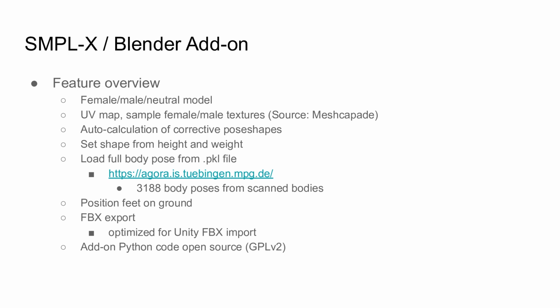You can quickly pose a body by loading in an external pickle file, such as the ones which were provided by the AGORA project, where you have access to over 3,000 different body poses. Additional functionality includes the ability to position the feet easily on the ground and to export the data to other third-party applications like Unity. The add-on is written in Python 3, and the code is open sourced under GPL v2 license, so feel free to modify.